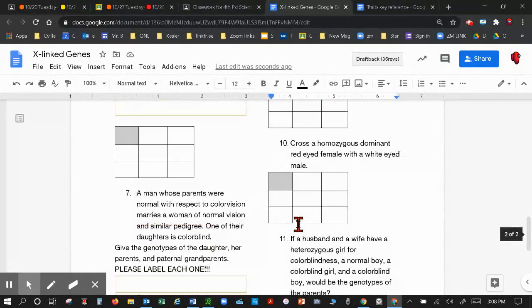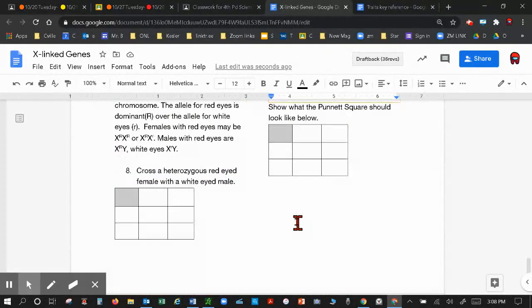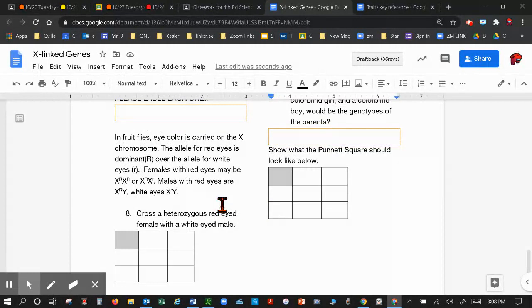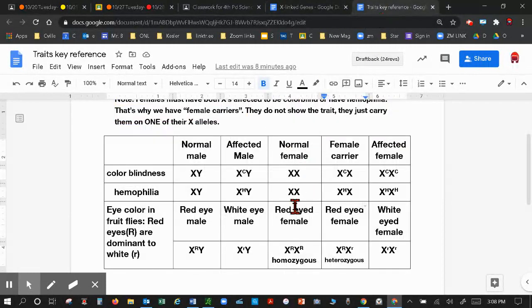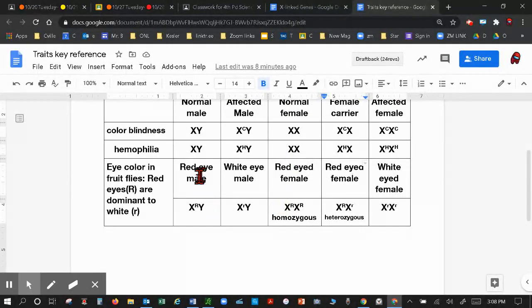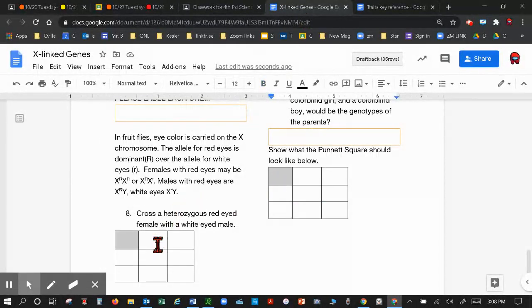Let's take a look then at the fruit flies. And so if you go back to the trait key, for your reference, you have it there. Once again, what red-eye males look like, white-eye males, females that are homozygous, heterozygous, and then white-eye. So I also have it here in the paper for you. So it says cross a heterozygous red-eye female with a white-eyed male.